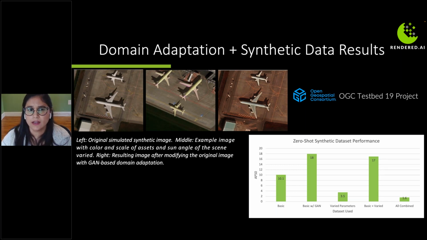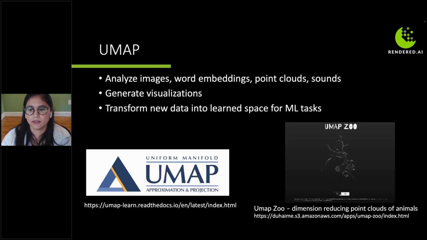So now that you've seen that domain adaptation and synthetic data combined leads to good results, I wanted to talk about the third post-processing technique, and this is called Umap. Umap stands for Uniform Manifold Approximation and Projection, and this is a technique that lets you analyze images, word embeddings, point clouds, and sounds. You can use it to generate visualizations as well as transform new data into learned space for machine learning tasks. And this is another great open source tool that's out there. I've linked the docs below.